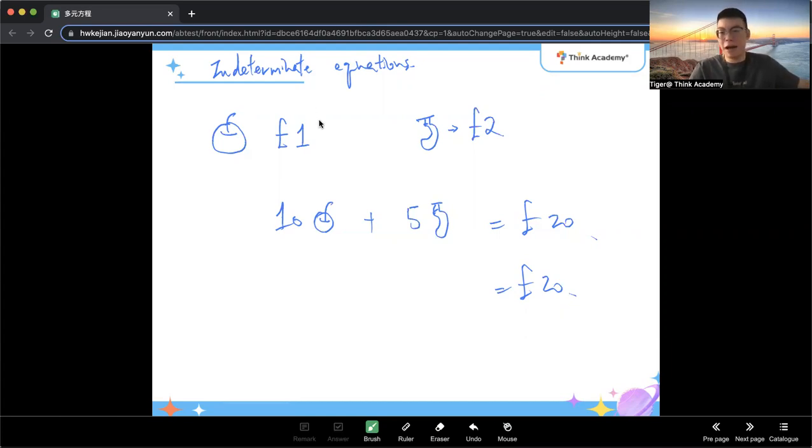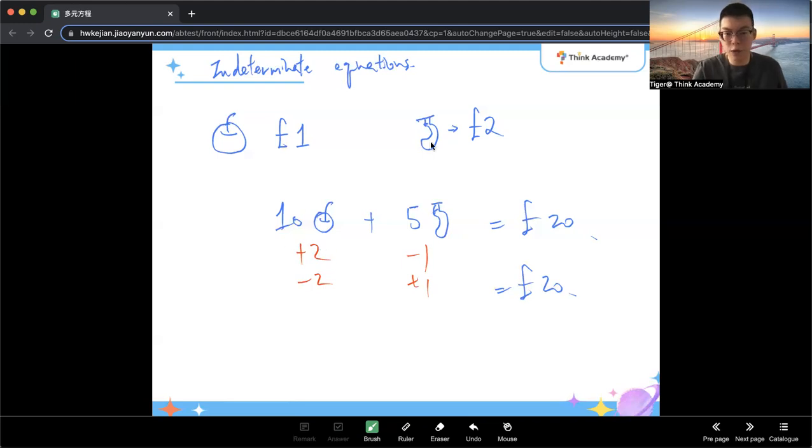So basically, you can see that each banana is worth 2 apples, right? Each banana is worth 2 apples. So you can swap 1 banana for 2 apples, or you can swap 2 apples for 1 banana. Does it make sense?